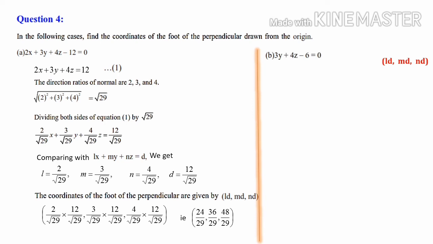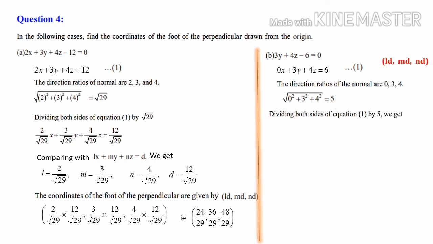Then question number B. 3y plus 4z minus 6 is equal to 0. As before, let's write it in standard form. Here the x coordinate is not there, so let's write it with 0: 0x plus 3y plus 4z is equal to minus 6. We bring it to the right side, that is plus 6. Equation number 1. Then the direction ratios we can write as 0, 3 and 4. Then the square root of 0 square plus 3 square plus 4 square. So 0 square is 0, 3 square is 9, plus 4 square is 16. So 9 plus 16 is 25, root 25 value is 5.